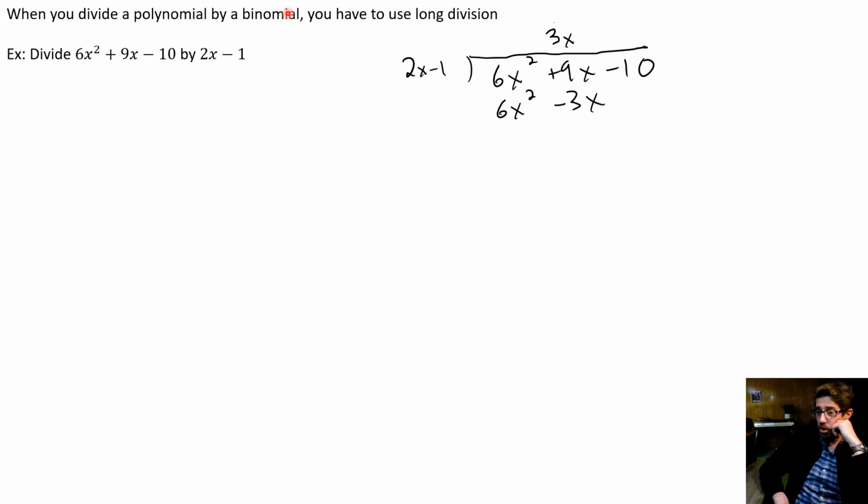So in most senses, this is exactly the same process as a long division. And I know you hate this, but we have to do it.